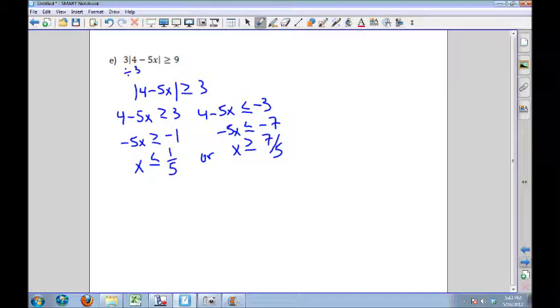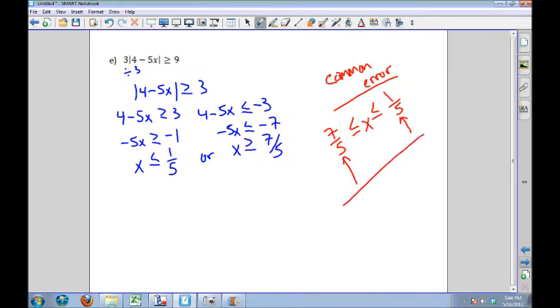Do not make the mistake of writing this as a single line, because it is impossible for x to be greater than or equal to 7/5 and less than or equal to 1/5. 7/5 is bigger than 1/5. This, as an answer, makes no sense. So I'm going to leave it as separate inequalities, because it's either x is less than 1/5 or x is greater than 7/5.